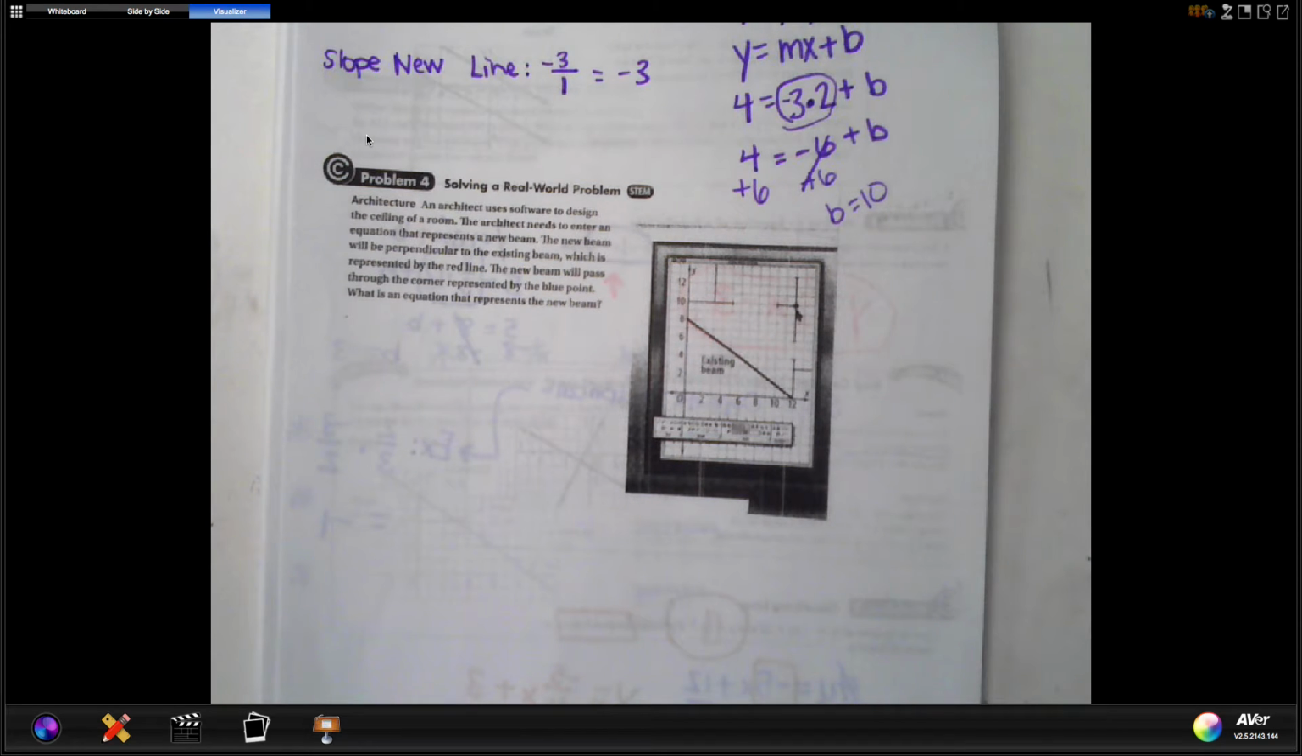So some of you in this class, I do believe, may become architects. You will use software to help you, but also you got to know the math. Okay? So here's an example.